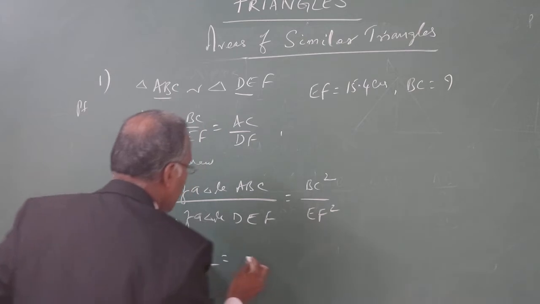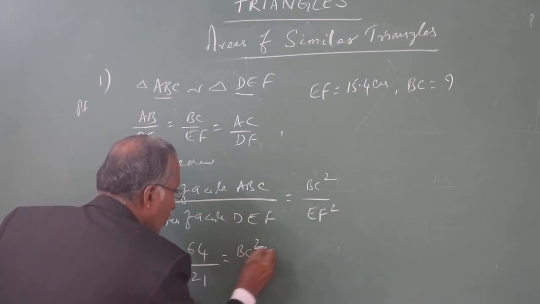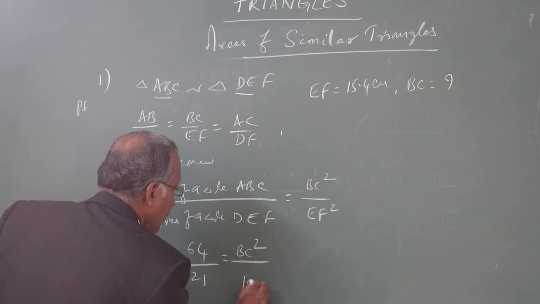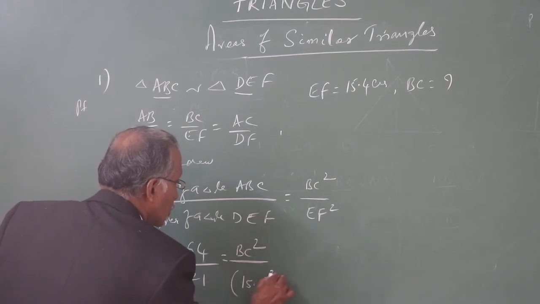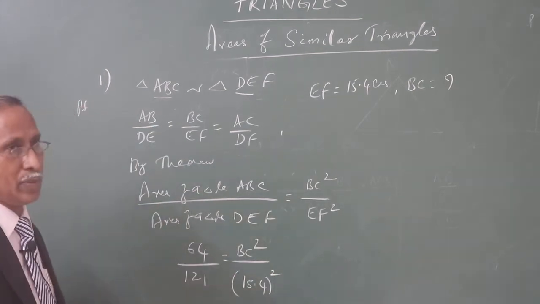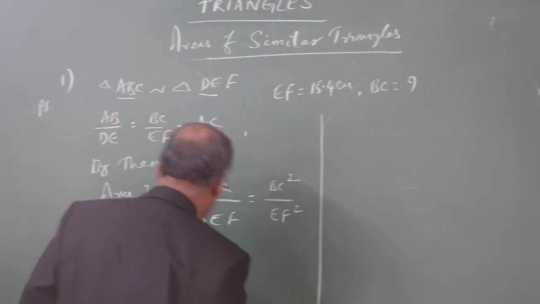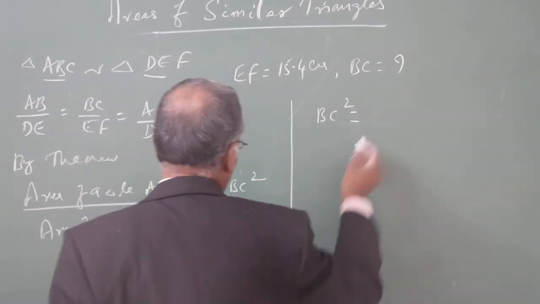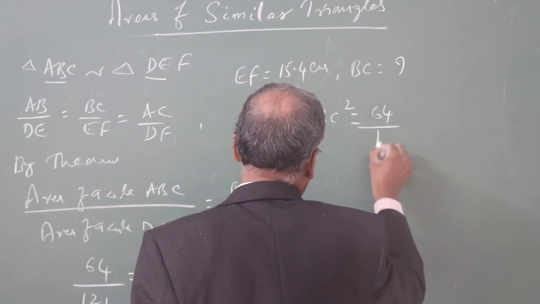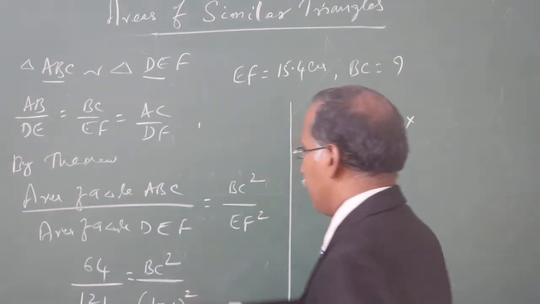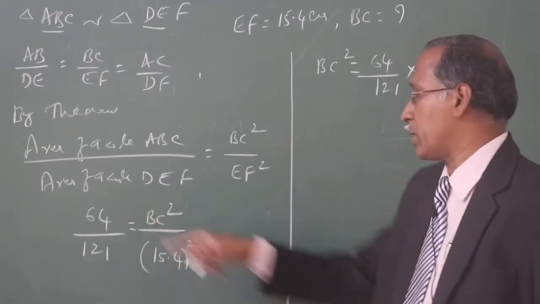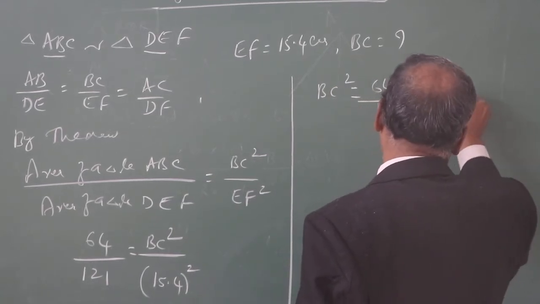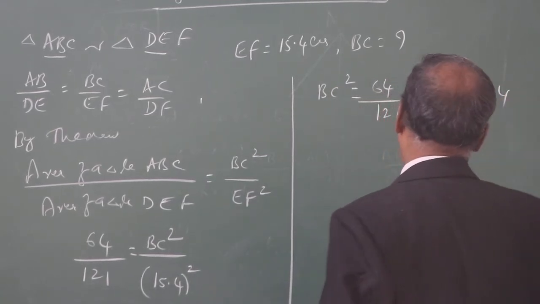BC we have to find out, we do not know. Therefore, BC square is equal to EF square into 64 by 121, with EF as 15.4 whole square. Now we have to solve for BC. Therefore, BC square is equal to 64 by 121 into, doing the cross multiplication, 15.4 whole square, which can be written as 15.4 into 15.4.